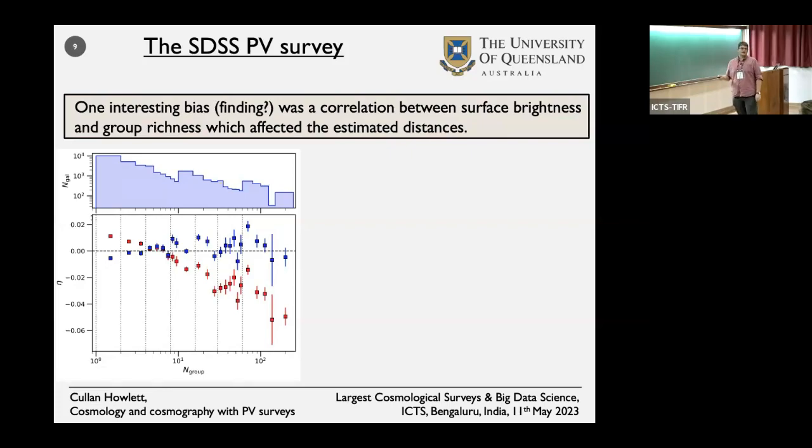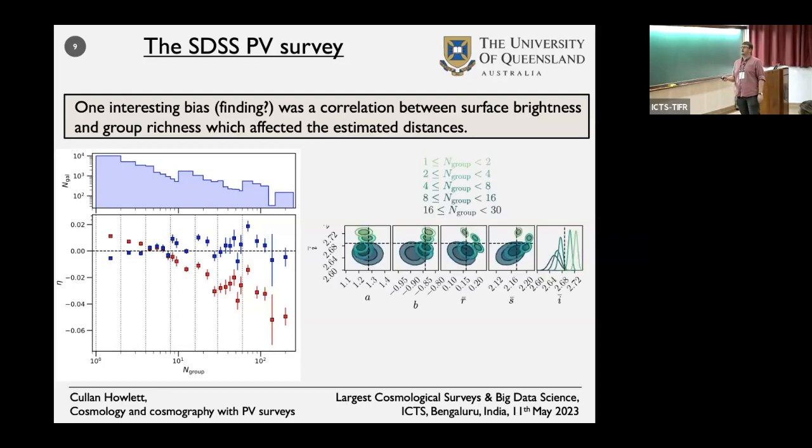One interesting finding of this peculiar velocity survey was that there was a bias that still remained after we did all this careful calibration. And this is effectively a correlation between the distance of a galaxy we measure and its group richness. So that's completely unexpected. We don't expect that galaxies in richer groups should have basically larger values of this. It should all be constant or scattered about the zero line.